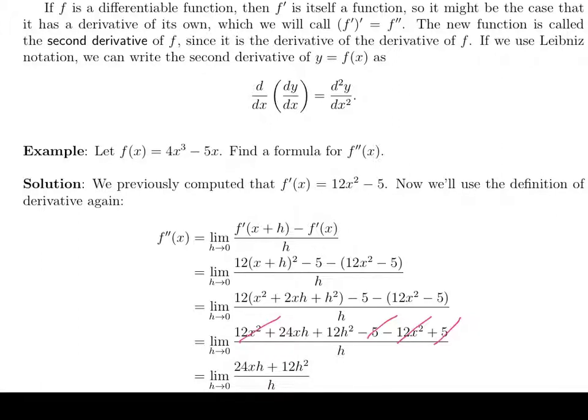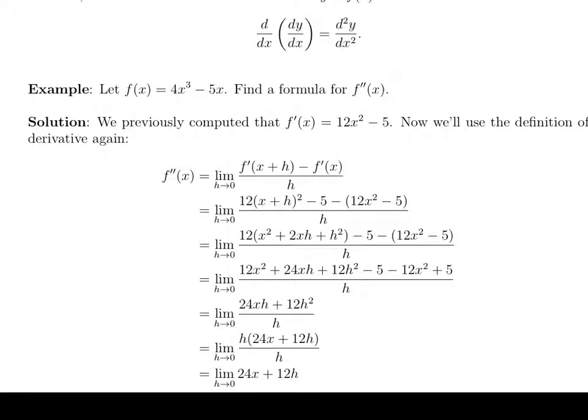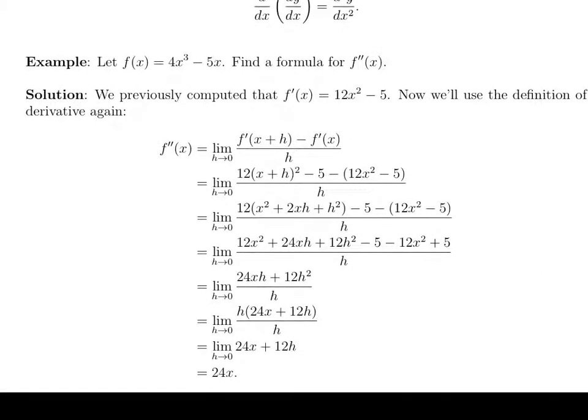Remember what our goal is, to try to cancel out the h that's in the bottom. So if we factor out the h, now we can go ahead and cancel out the h that's in the bottom, the thing that we've been trying to do. Once we cancel, then we get a limit of 24x plus 12h. And at this point, we can go ahead and plug in h equals 0. The direct substitution property applies. So we get 24x for our final answer.